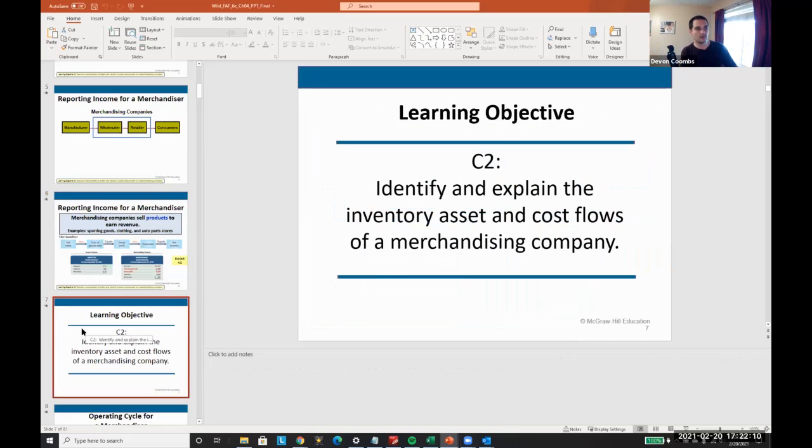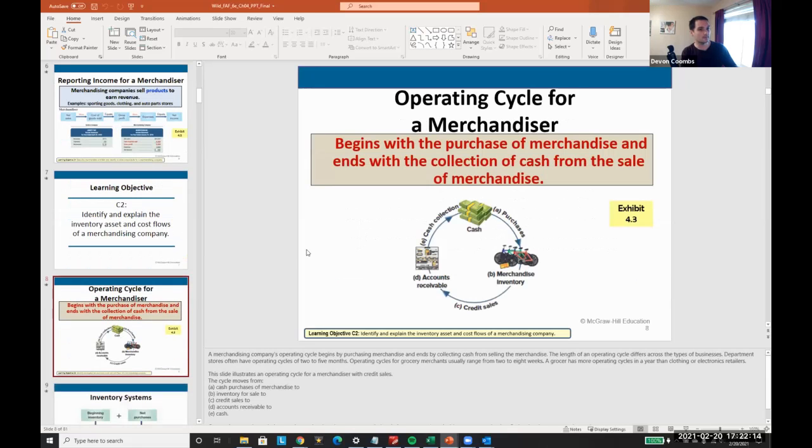So let's talk about inventory assets and the cost flow of a merchandising company. Personally, I don't specialize. I don't really like physical inventory. It's rather complex. It's easy to understand for the layman. We understand how stores work, but it's rather complex to manage. And there's a lot of capital risk, right? Because we have to purchase the inventory.